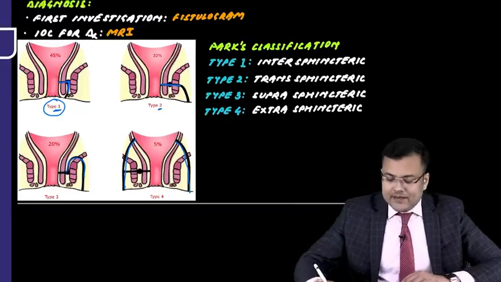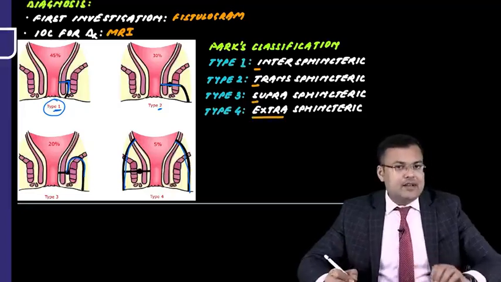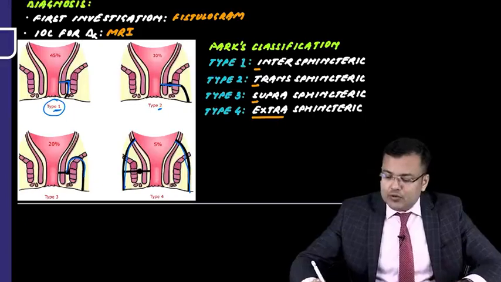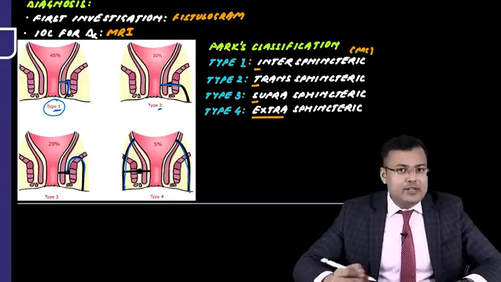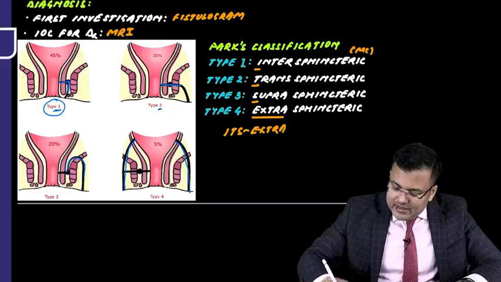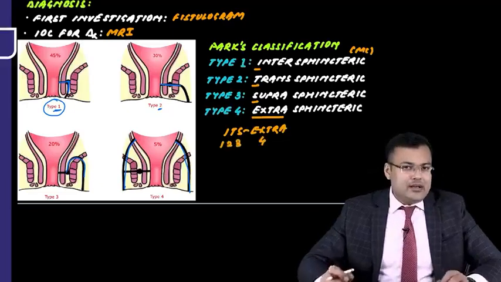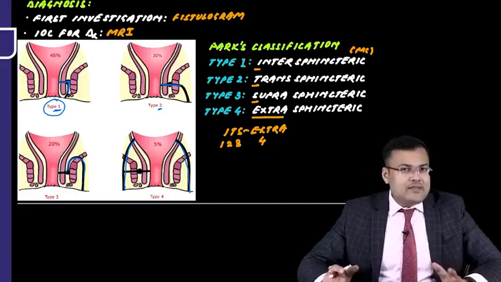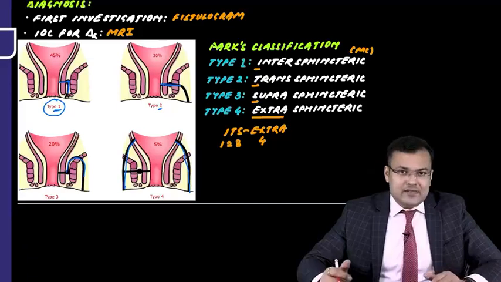So according to Parkes classification, it is intersphincteric, transsphincteric, suprasphincteric and extrasphincteric: 1, 2, 3, 4. Which one is most common? It is intersphincteric. And how to remember? It's very easy to remember. The mnemonic is "it's extra." So 1, 2, 3, 4: I means intersphincteric, T means transsphincteric, S means suprasphincteric, and 4 is extrasphincteric.